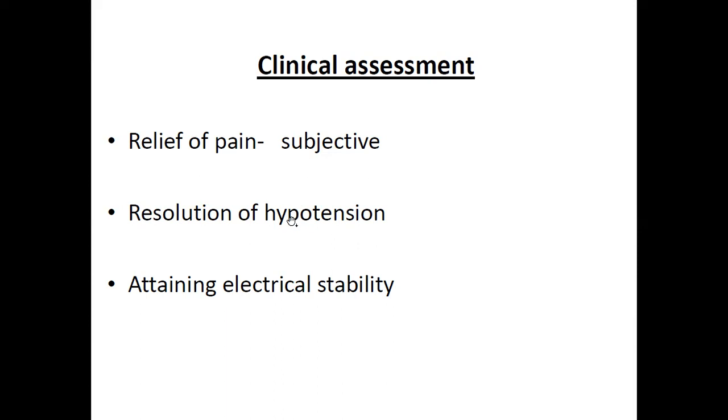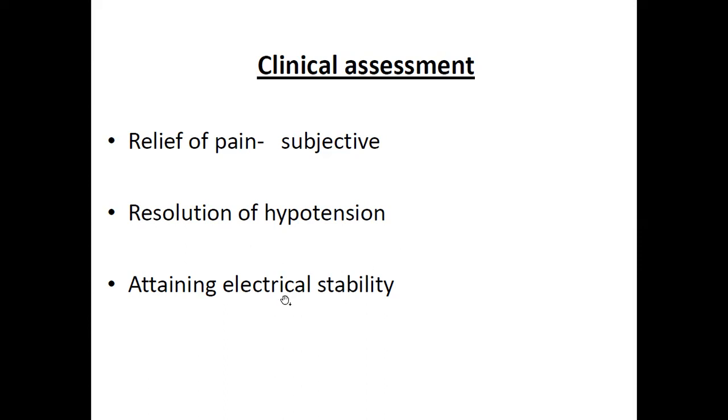Second, sometimes the patient may present with hypotension. Because these are acute MI or heart attack patients whose myocardium may be very much damaged, the patient may not have sufficient cardiac output to maintain blood pressure. If after thrombolysis the hypotension improves, that means the block has cleared and the myocardium has started pumping well again. So resolution of hypotension is another indicator of successful thrombolysis.